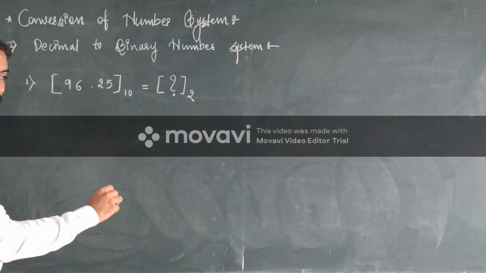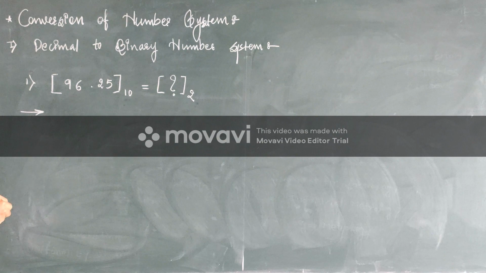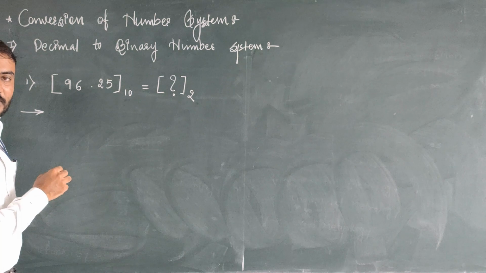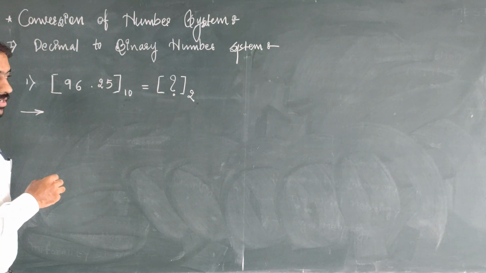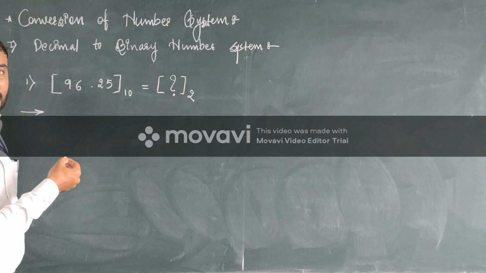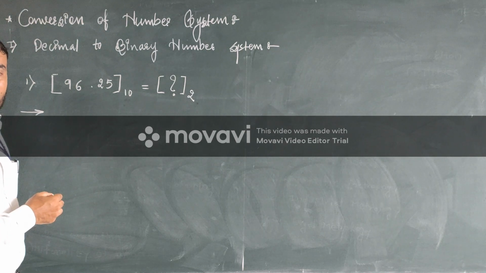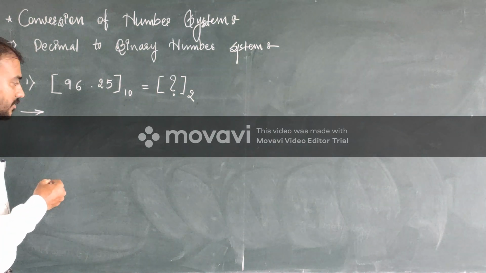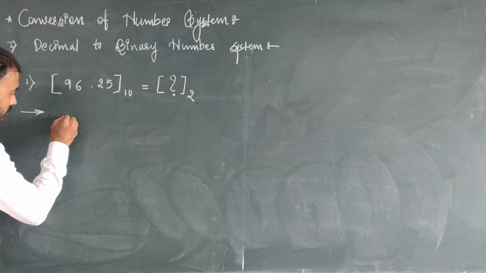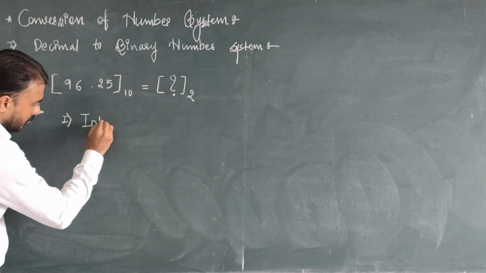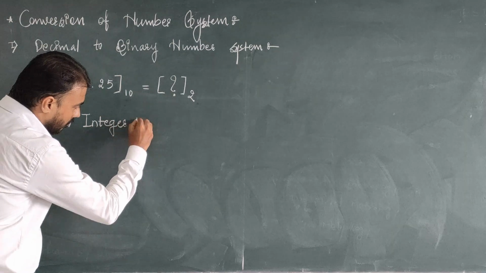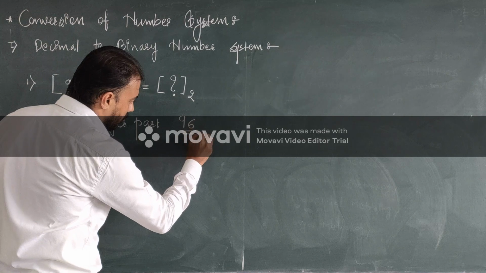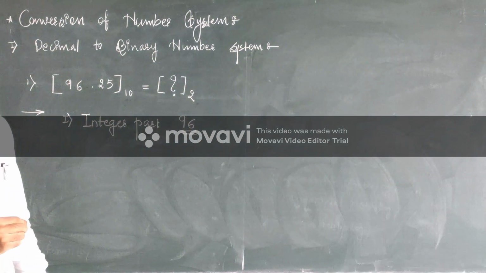Let us see how to solve the conversion of a decimal number into a binary number. To convert any given decimal number into a binary number, we have to solve it in two parts. One is the integer part and the second is the fractional part. Here in this case the integer number is 96. So let us first of all solve for the integer part.